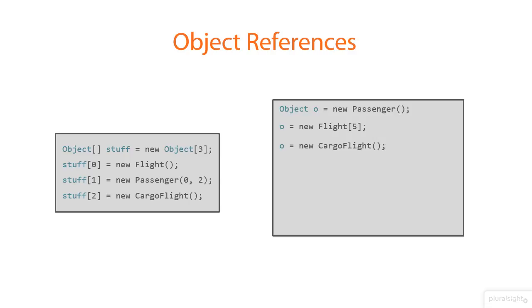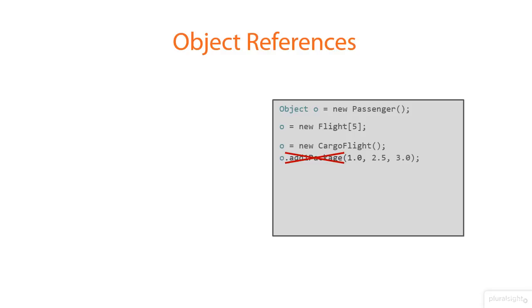So if I was to try to take O and call add one package, a method that's specific to cargo flight, that's not going to work because the reference O doesn't know anything about this idea of add one package. Now, does that mean that the object we created, cargo flight, is any less cargo flight because the reference O can't get to the cargo flight capabilities? Of course, the answer is no. Let's see what this means in terms of what's happening here.